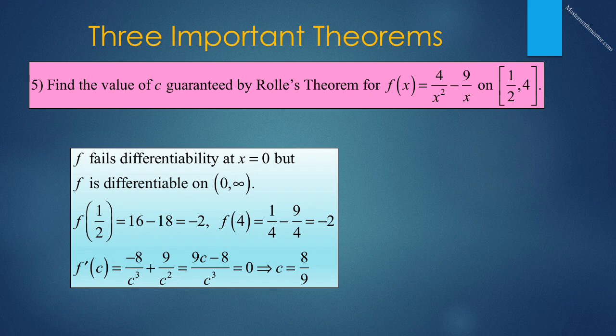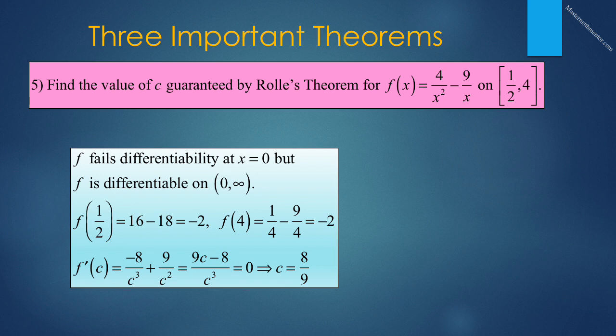f of x is not differentiable at x equals 0, but the interval that we are concerned with is [1/2, 4]. And since f is differentiable on the open interval 0 to infinity, we can apply Rolle's theorem here. Secondly, we must make sure that f of 1/2 equals f of 4. f of 1/2 is 16 minus 18, which is negative 2, and f of 4 is 1/4 minus 9/4, which is also negative 2. So Rolle's theorem is set to go.